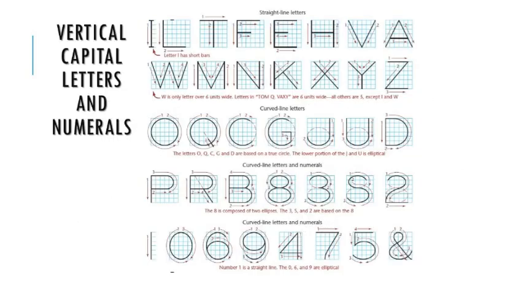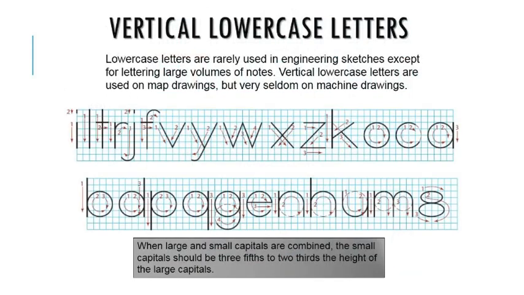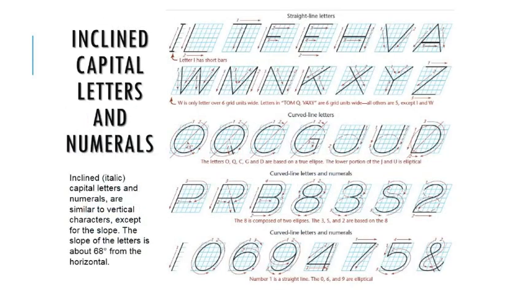Vertical capital letters and numerals are identified as straight line letters, curved line letters, and numerals. All are in Gothic single-stroke style. Vertical lowercase letters are used on map drawings, but very seldom on machine drawings. All letters are Gothic in single stroke. Inclined capital letters and numerals are similar to vertical characters, except for the slope. The slope of the letters is about 68 degrees from the horizontal. These letters are also called italics.